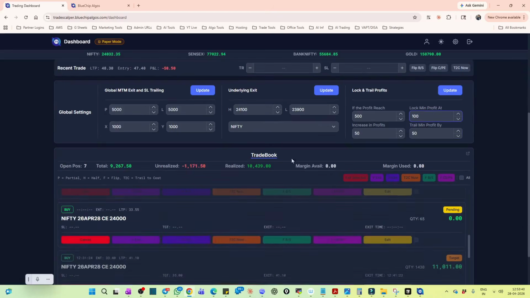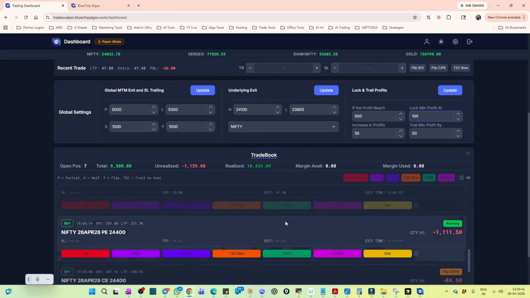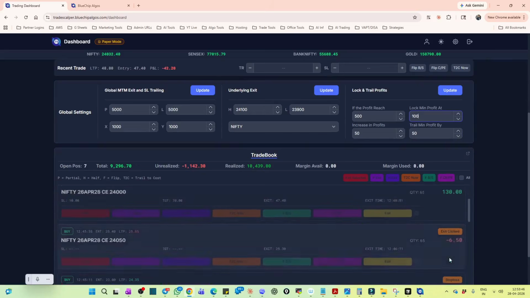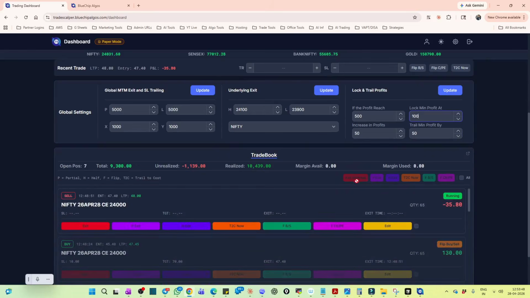And then we also have trade book. As I said, you can also do a few exits. Let's say you have 5 positions, you can select a few positions and then exit selected, or partial exit. You also have half exit buttons. H exits are nothing but half exits. Let's say you have 5 lots or 6 lots. If you want to do a half exit, just hit on half exit.